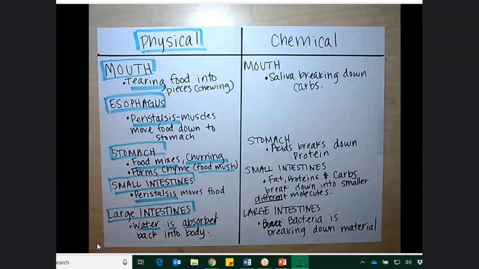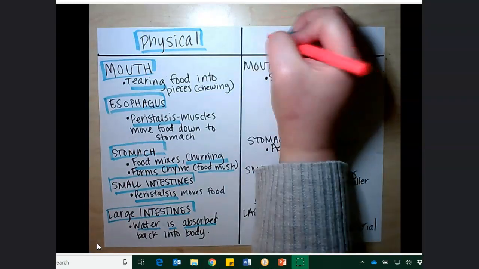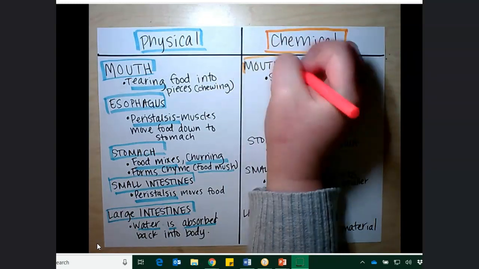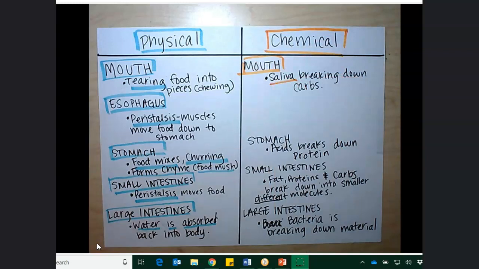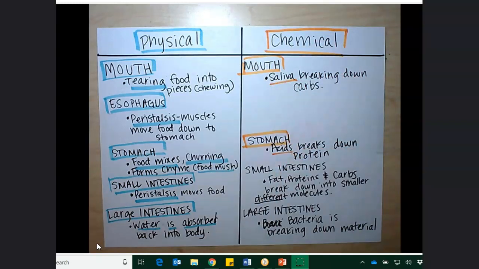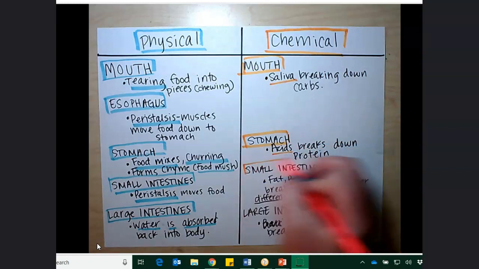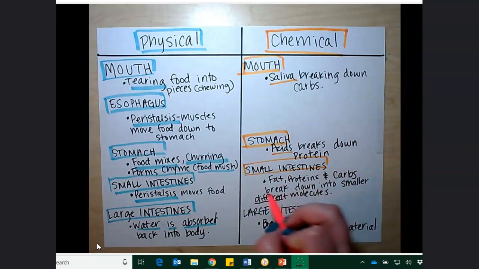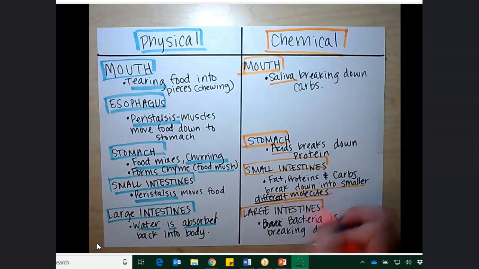On the chemical side, and this is where we're using those highlighters to highlight the differences. In the mouth, we have saliva. In the stomach, we have acids. In the small intestines, we have breakdown into smaller, different molecules. And then in the large intestines, we have bacteria breaking down the material again.